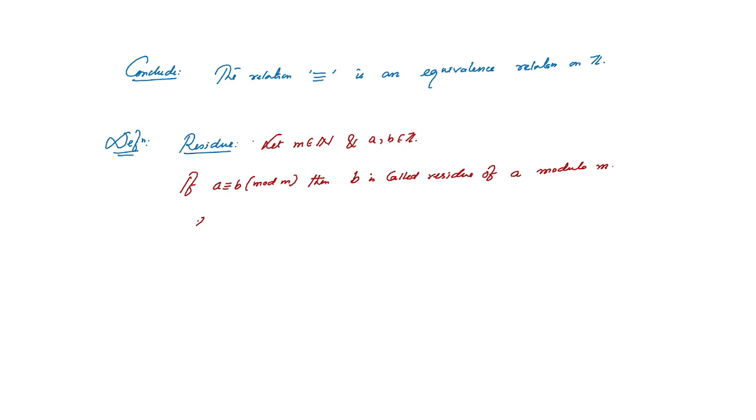As for example, say 2024 is congruent to 1 mod 2023. That implies 1 is a residue of 2024 modulo 2023. That we can see.